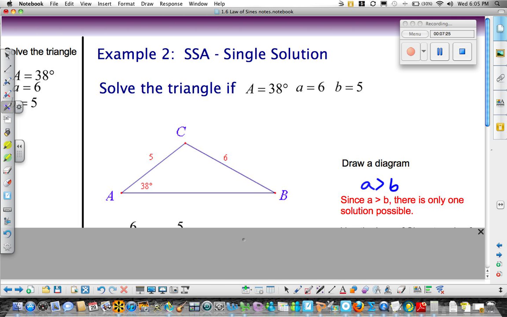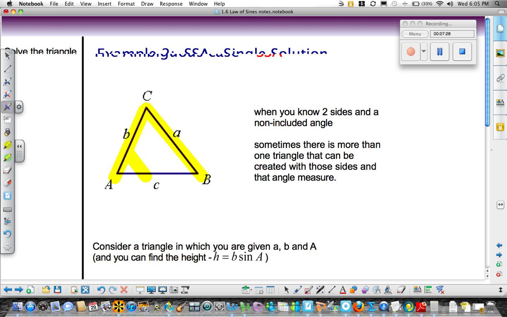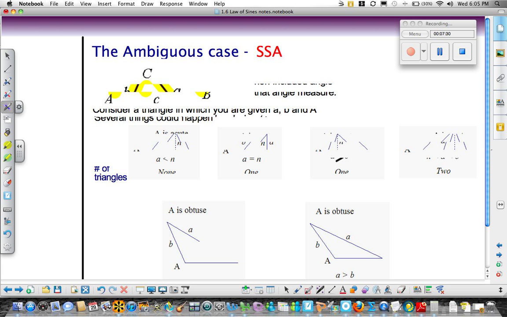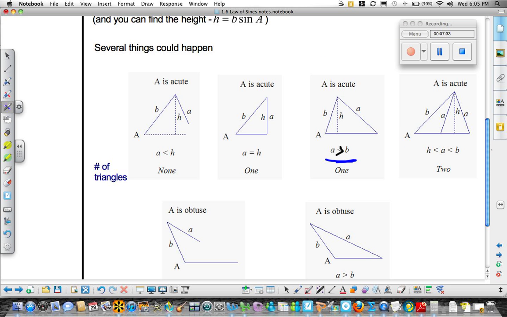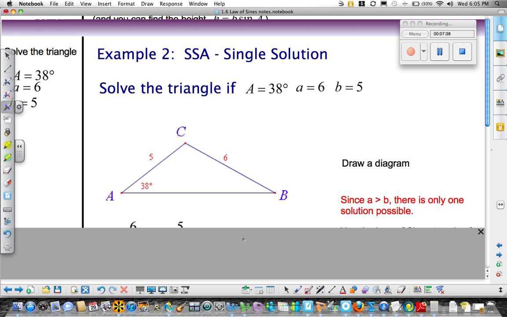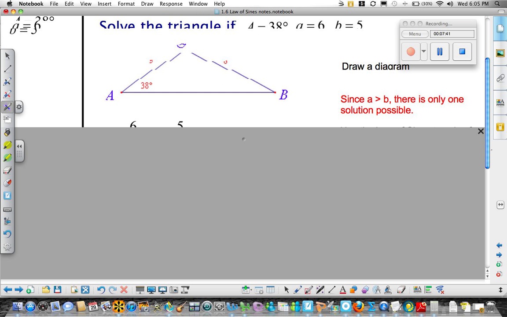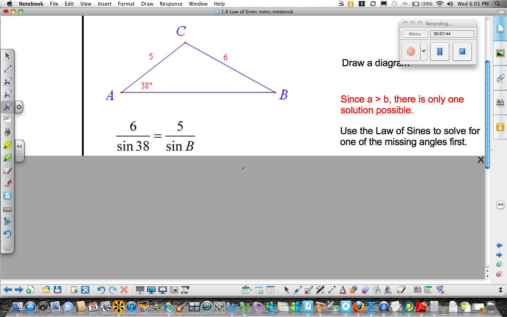Remember, I had to fix that in the notes down here. Sorry, I went back a page. This right here. As long as that angle is acute and side A is longer than side B, there's only one solution possible. All right, well, that's wonderful. There's one solution possible. Let's find it. So what we're going to do is use the law of sines to solve for one of the missing angles.